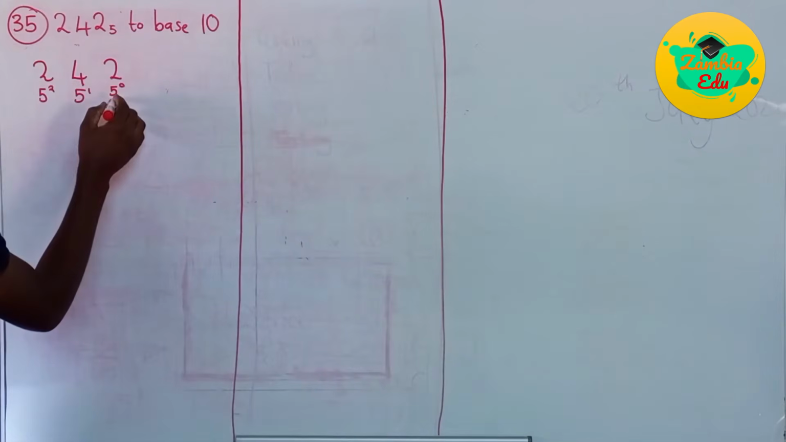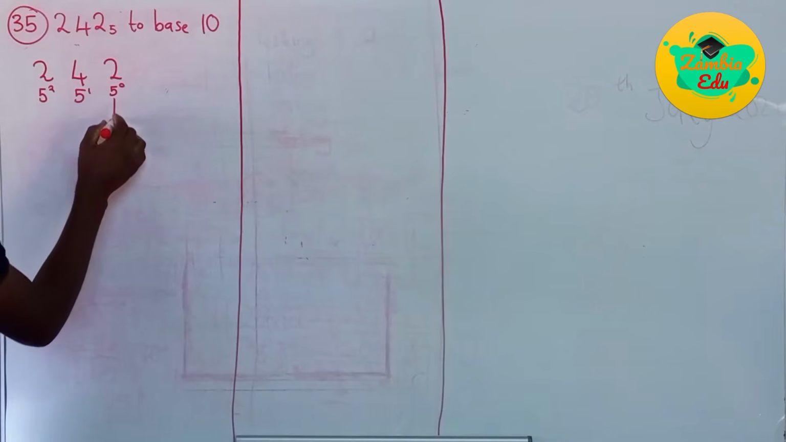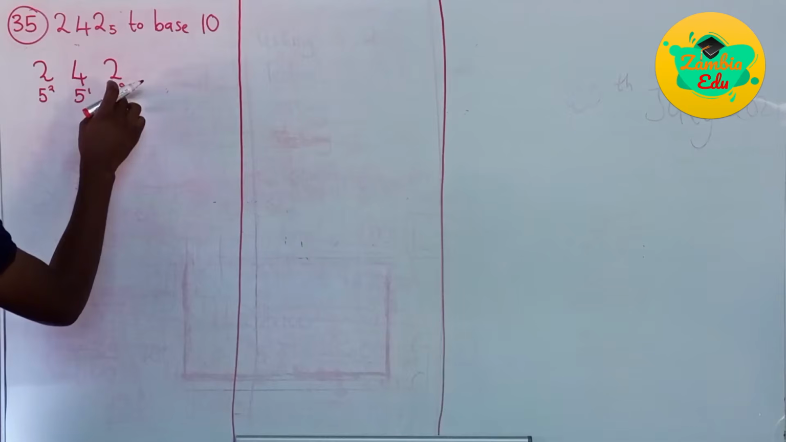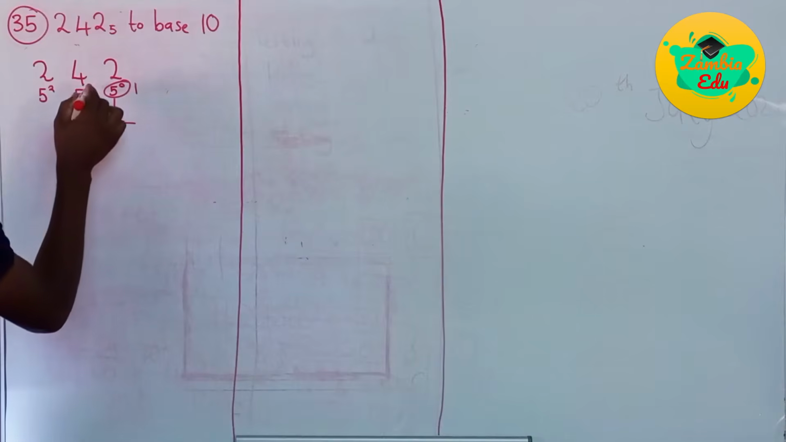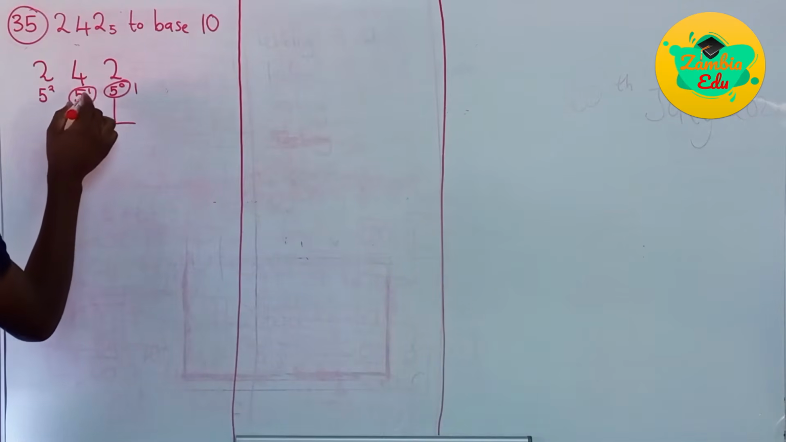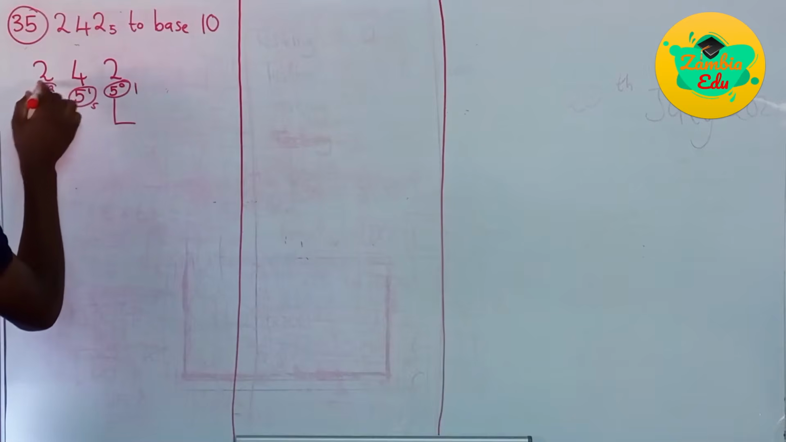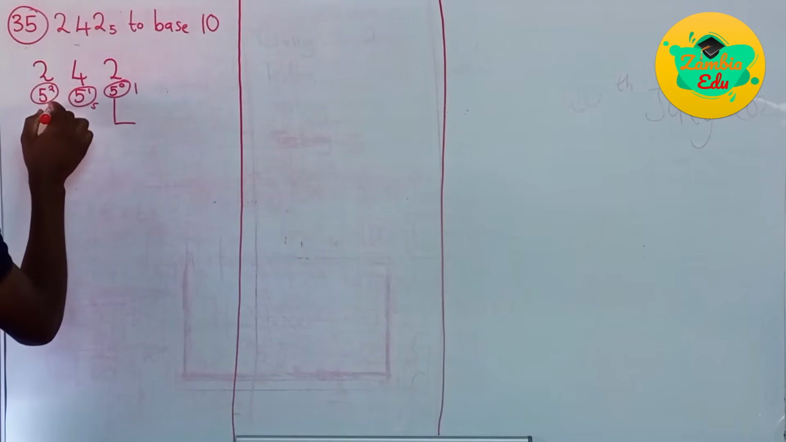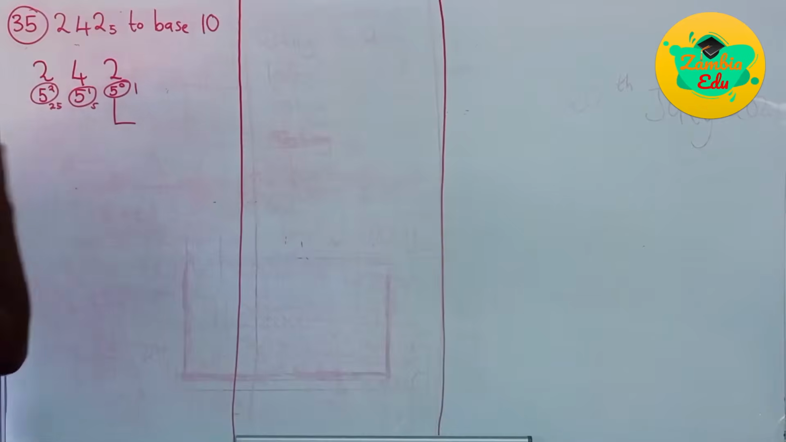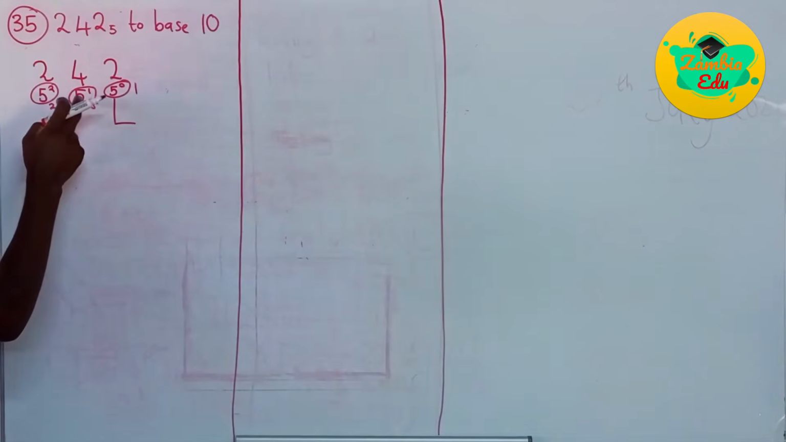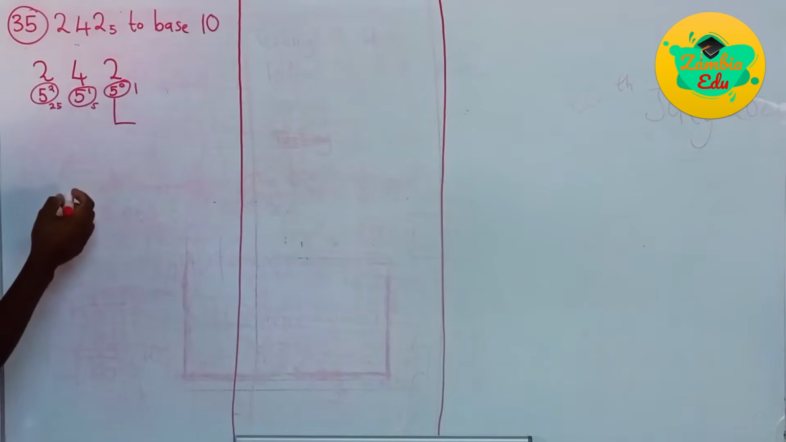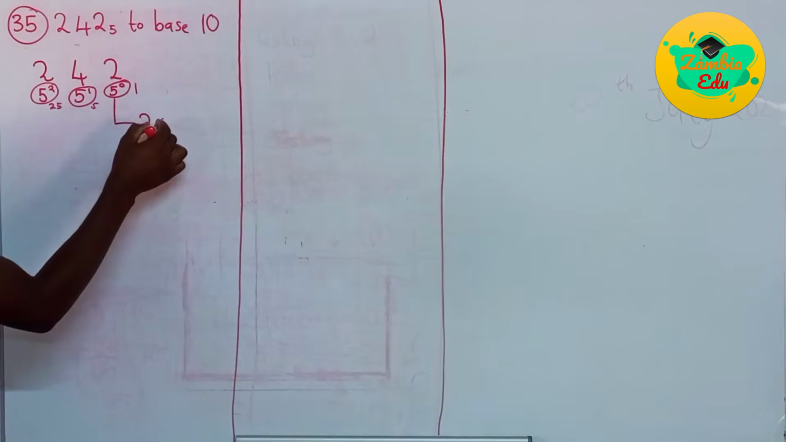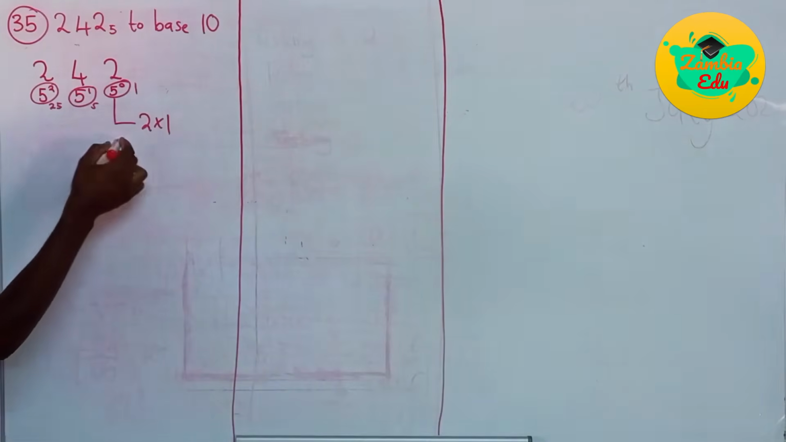So let's go ahead and find the answer. We say 2 multiplied by the value represented here, which is 1. 5 to the power 1 is 5 itself, and 5 to the power 2 is 25, since 5 to the power 2 means 5 times 5, 25. Any number to the power 0 is 1. So you have 2 times 1, which is 2.